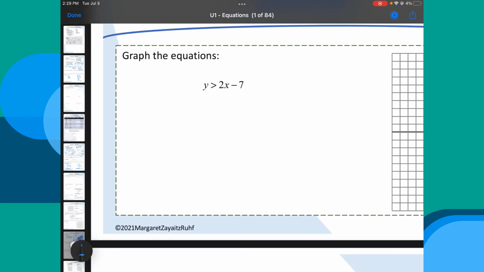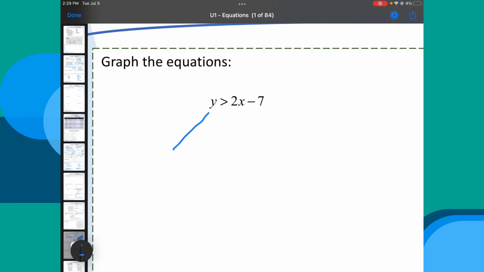Here we have y is greater than 2x minus 7. So a couple of things. They're telling us that y is bigger than 2x minus 7. From this inequality, we know that we are going to have a dashed line since it's greater than.